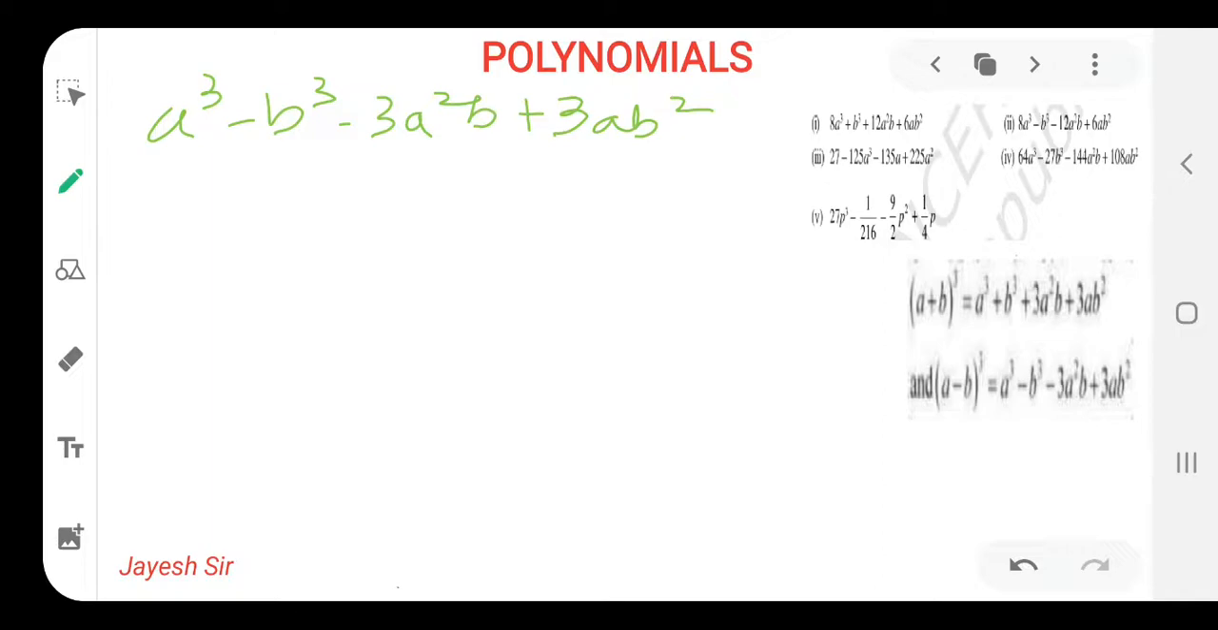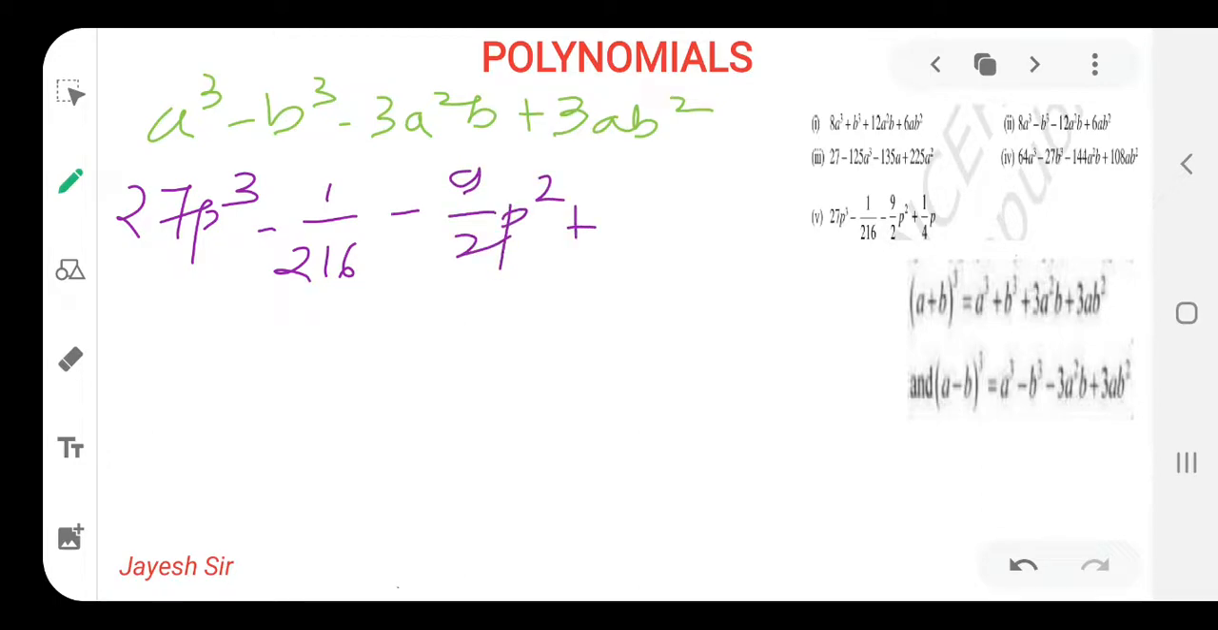So let's write our question over here, and after that we will try to compare it with the formula. That is 27p cube minus 1 upon 216 minus 9 by 2 p square plus 1 by 4p. This is our question, friends. Yes, I hope you all might be getting it. This is 9 by 2 p square, and 1 by 4p. Yes friends, this is the question I have written.